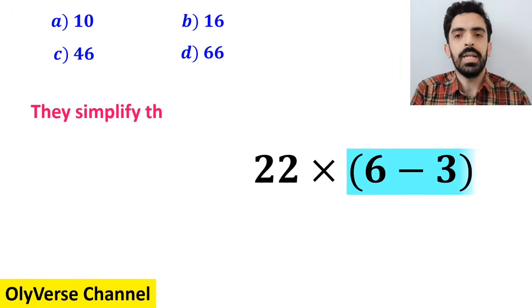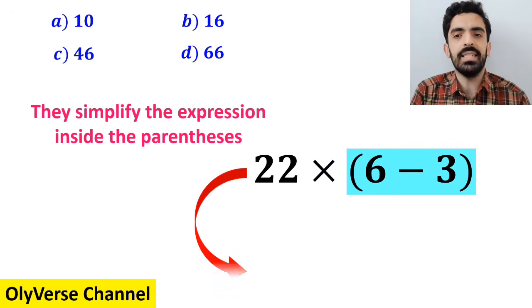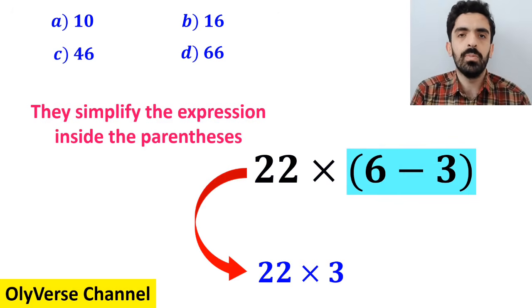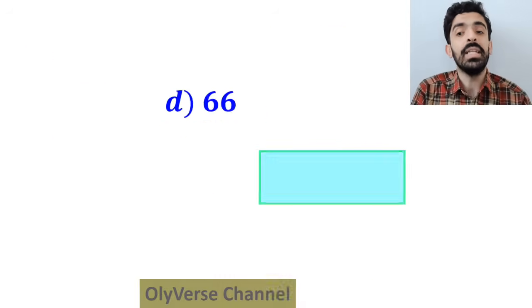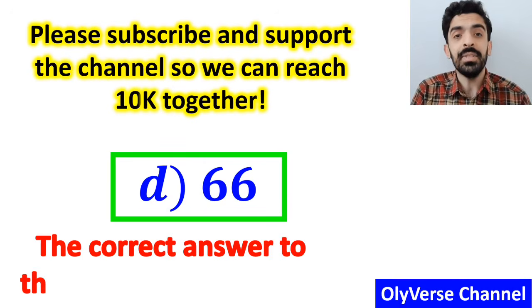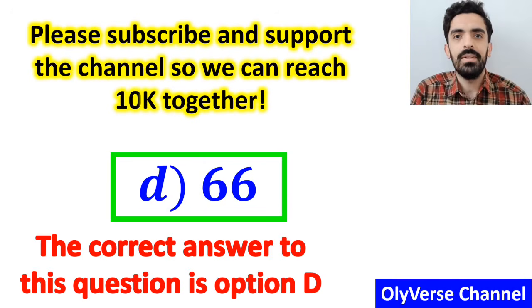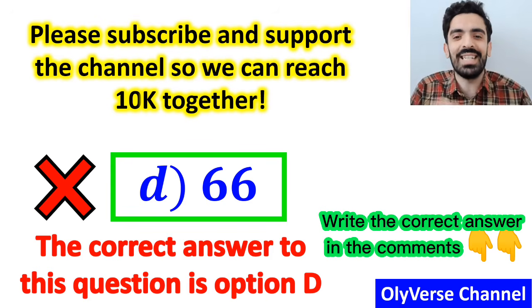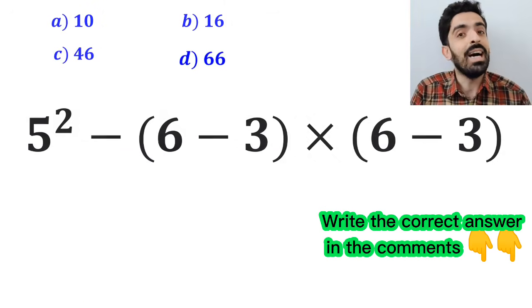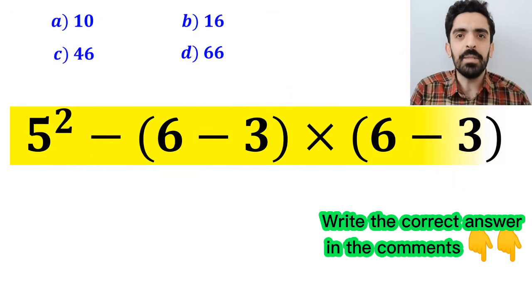In the final step, they simplify the expression inside the parentheses and replace it with 22 multiplied by 3, which finally gives them the answer 66. And immediately, they quickly say that the correct answer to this question is option D. However, it's not the correct answer to this question. Alright, now let me explain step by step how to solve this expression correctly.